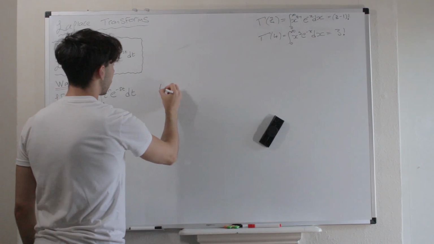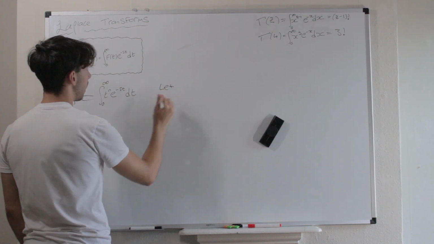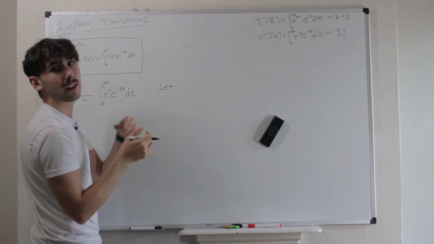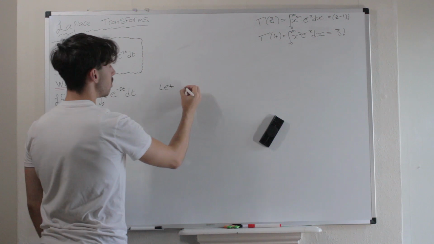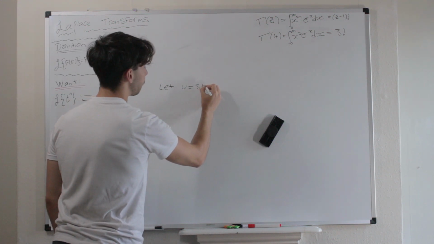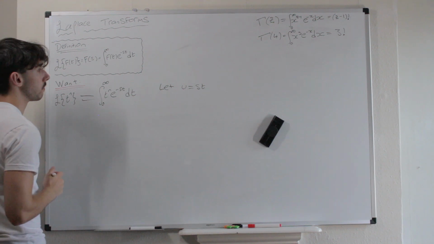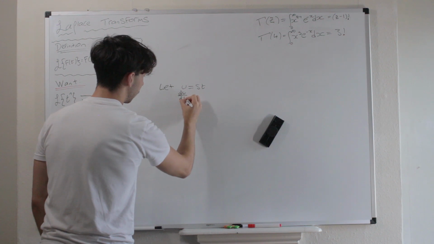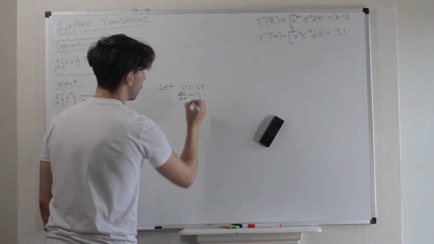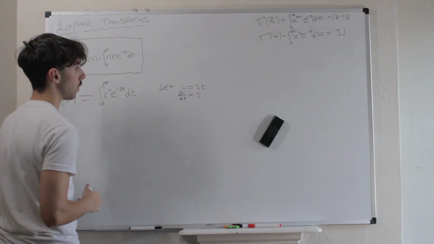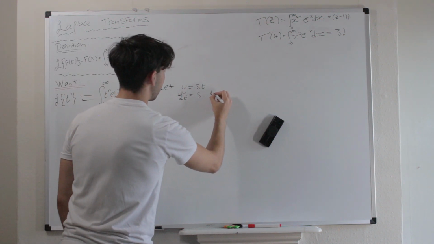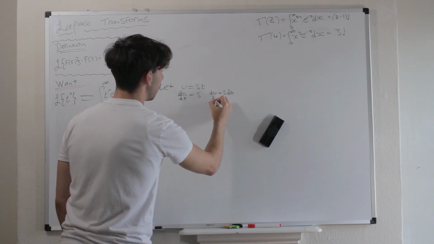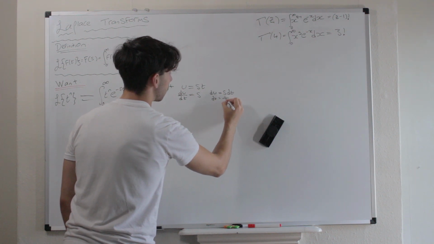Because what we would really like is for this st to basically just be like a t or a variable. So I'm going to say let u equal st. This will be our substitution here. So it's a u substitution. Okay, that means that du dt would be s, because s is a constant, so it's just differentiating a constant times t. That means that du is s dt, meaning that dt is just 1 over s du.